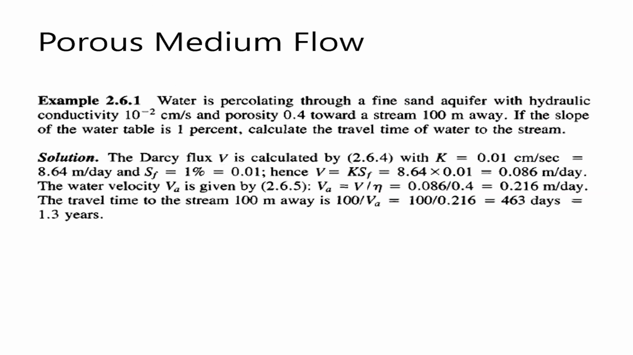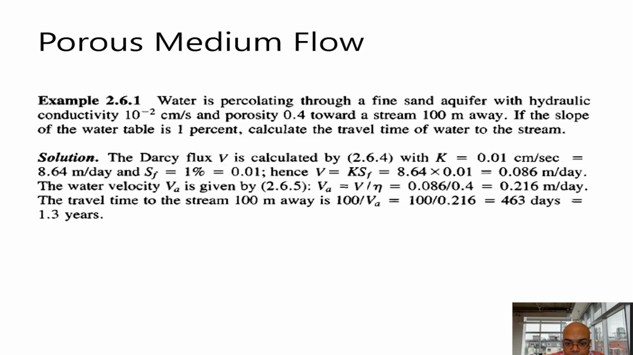So this is one numerical example. Water is percolating through a fine sand aquifer with hydraulic conductivity 10 power minus 2 centimeter per second. Porosity is given as 0.4. This water is percolating toward a stream which is 100 meters away, and the slope of the water table is 1%. Calculate the travel time of water to the stream.